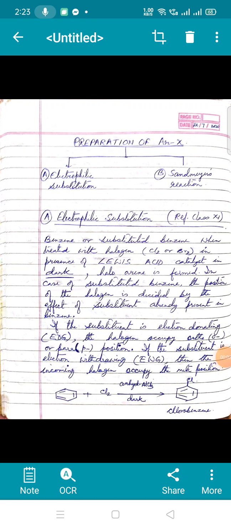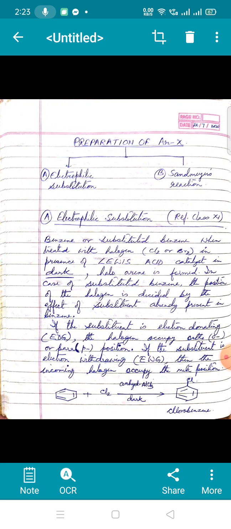Alright students, today we shall be discussing preparation of haloarenes. By haloarenes we mean when halogen is directly attached to the aromatic ring, that is the benzene ring. So there are not too many methods by which haloarenes can be prepared. Only two methods, as you can see here.